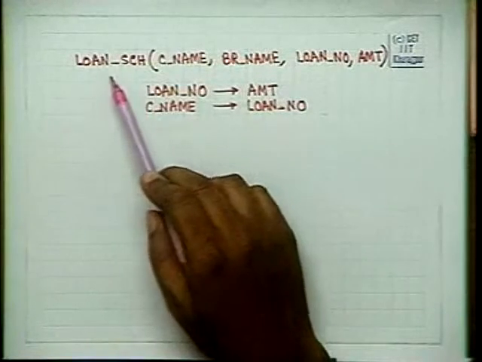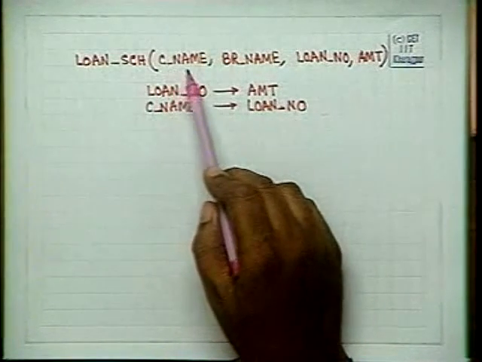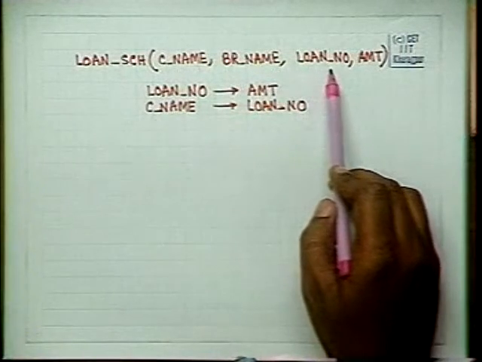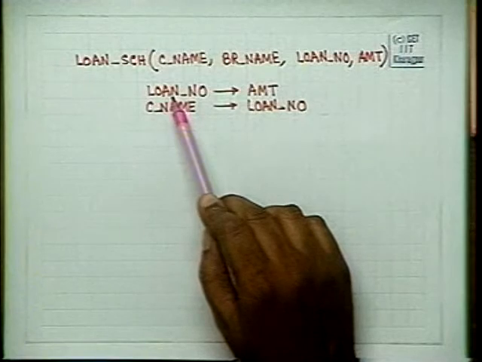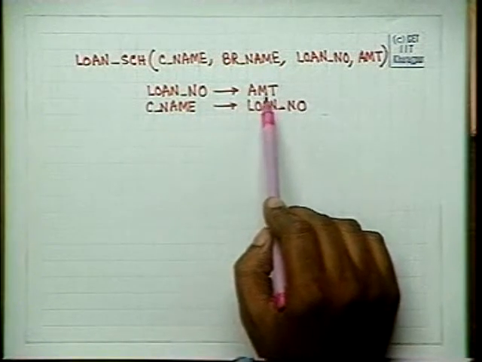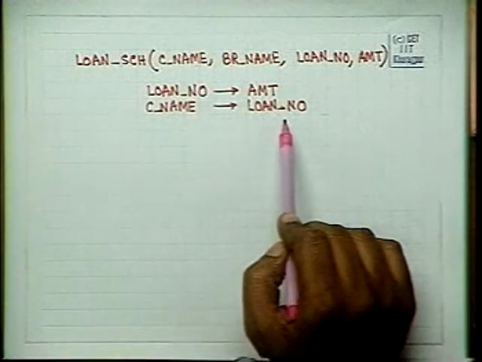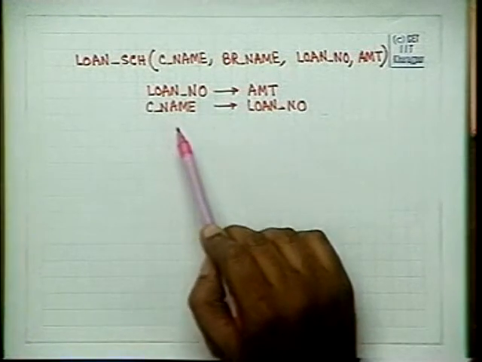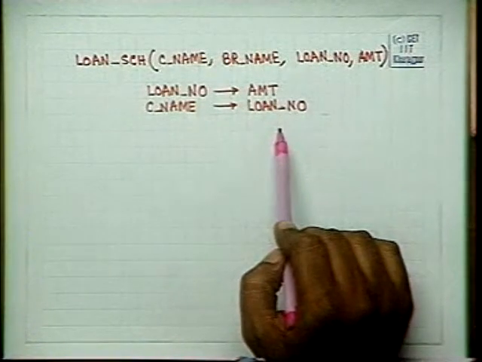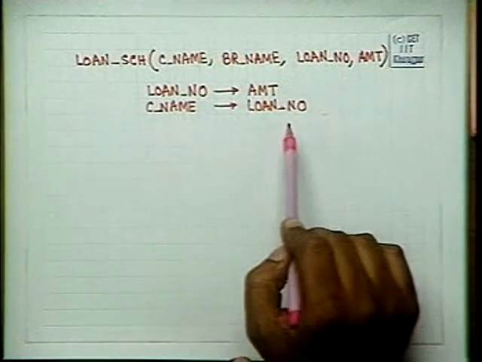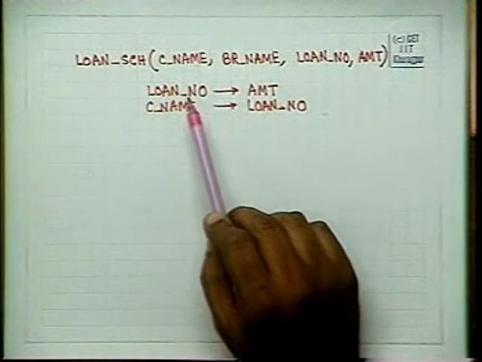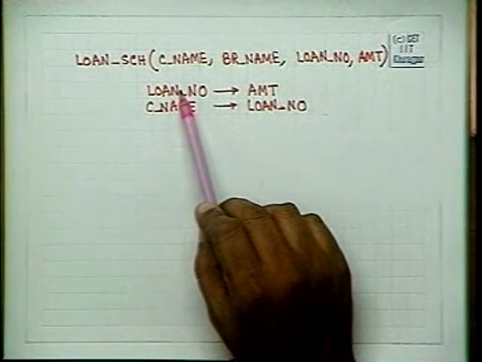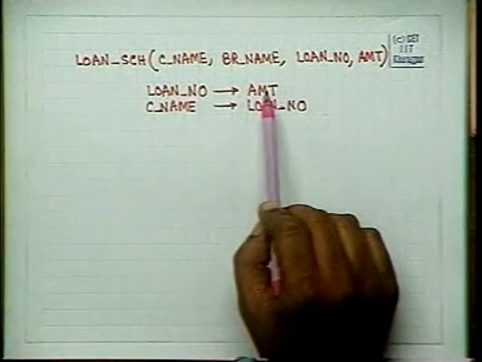This is the other example which we saw yesterday, a loan scheme which has customer name, branch name, loan number and amount. And we had two functional dependencies. The loan number fixes the amount and the customer name fixes the loan number. That is, if the customer name is the same, the loan number must be the same, which implies that a customer can take only one loan, but joint loans can be taken. There is no restriction to taking joint loans. And for any loan with a loan number, there is a fixed amount.